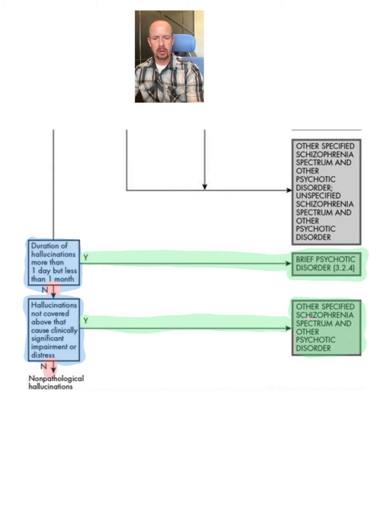And then finally there's a no that says, well, if they are having hallucinations, they're non-pathological. So that's an interesting way to end this map. The American Psychiatric Association pretty much says, well, they're having hallucinations, it's not causing clinically significant impairment or distress, they're just having hallucinations and they're non-pathological, then I guess that's what we're going to call it.